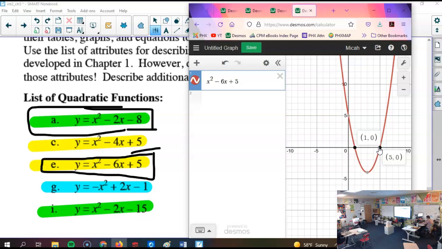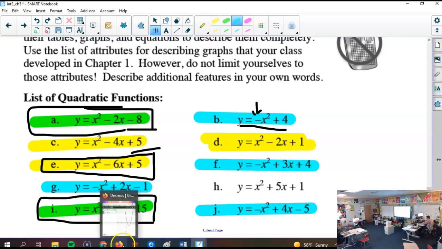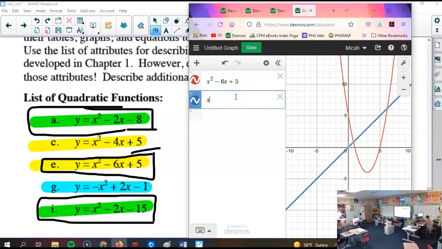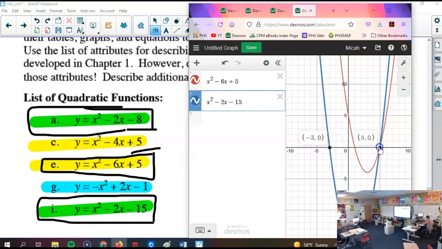Whoa. Wait. I feel like I could do something with that, but I don't know what it is now. Can we factor this? Yeah, 3 and 5. Negative 5 and positive 3. So hypothetically, when I type that in, we already know where it should pass. Positive 5, negative 3. Yeah. Getting good.